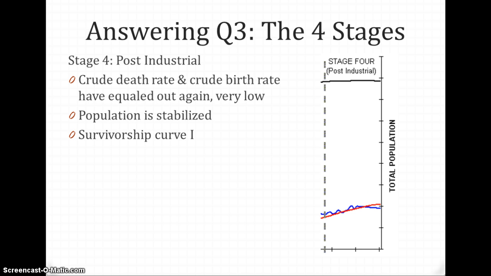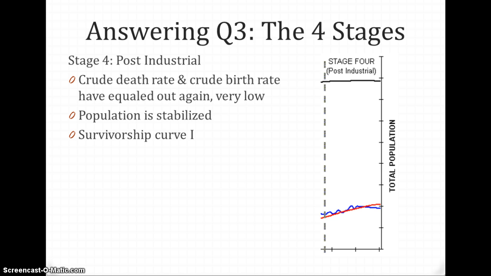This brings us to stage 4, which is the post-industrial stage. We have a very low crude death rate and crude birth rate, but they've started to equal out again. The population is stabilized at a higher level, and you have a type 1 survivorship curve.